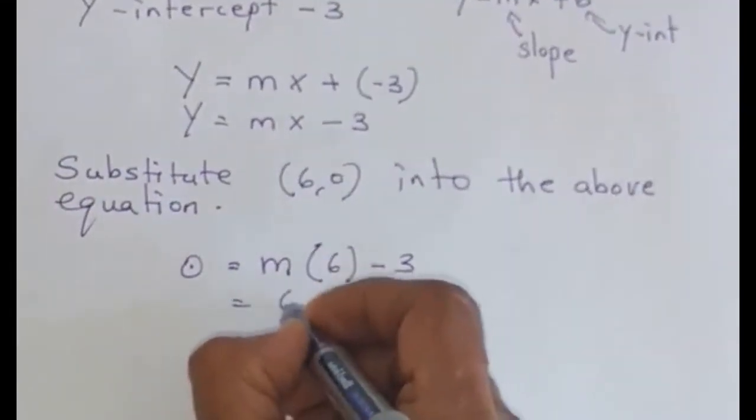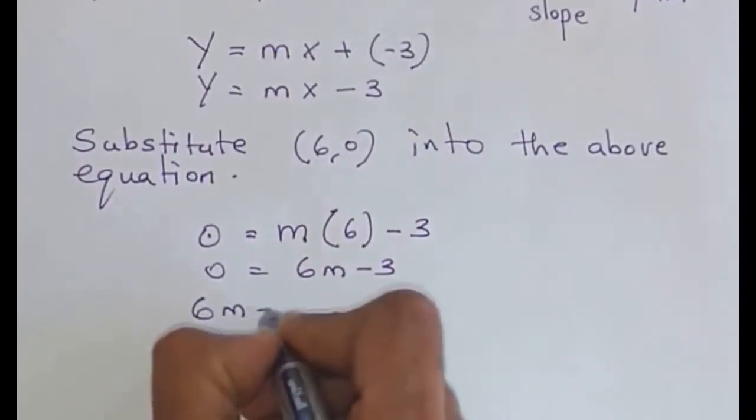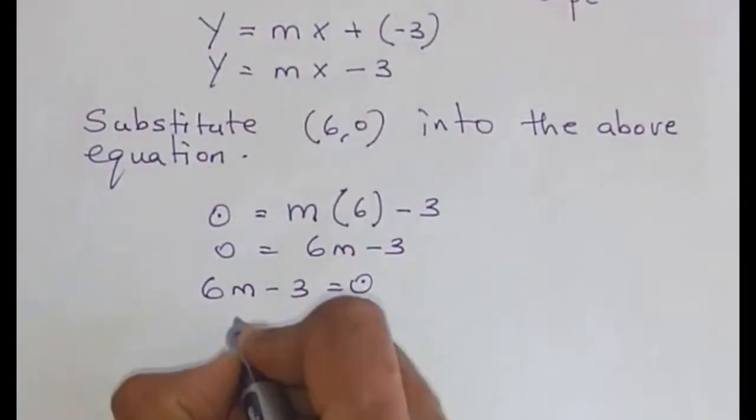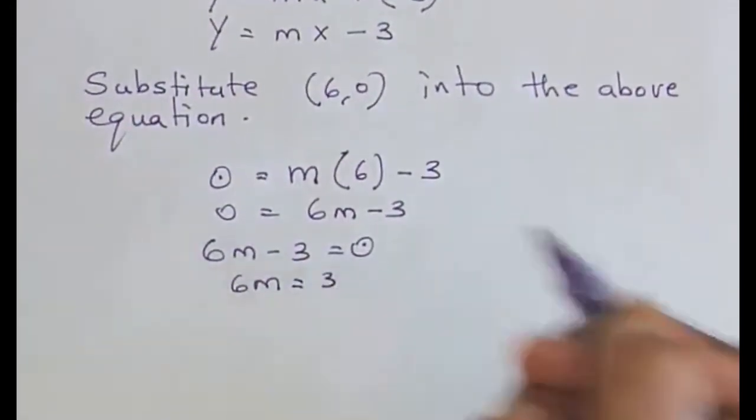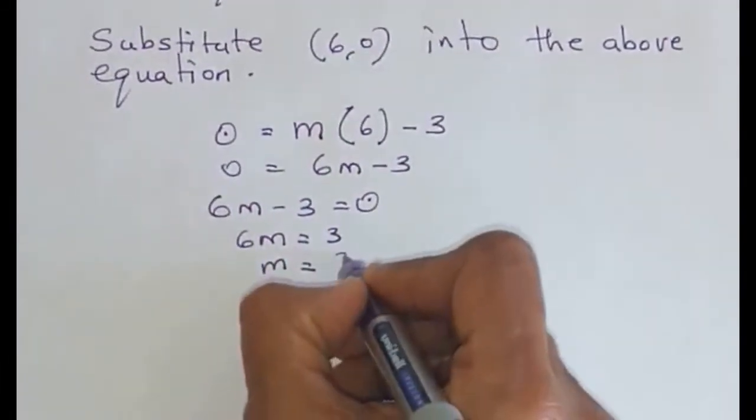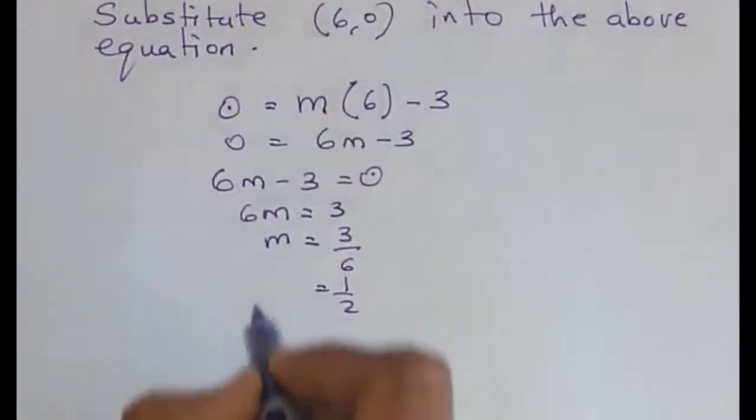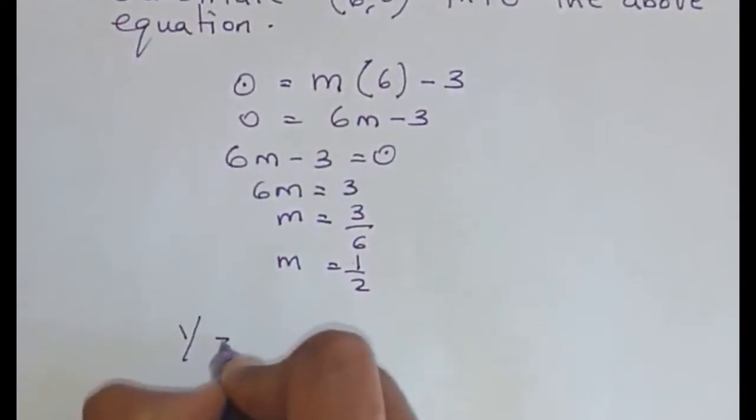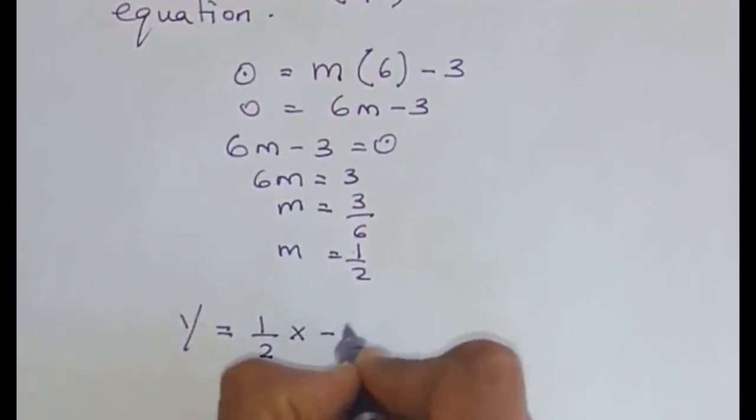So let's solve this. 6m minus 3 is 0. I have to isolate m so that I can find its value. So 6m equals, when the -3 moves to the other side of the equation, +3. So m is equal to, dividing both sides by 6, 3 divided by 6, which is half. So now we know the value of m. Let's substitute that into the equation: y equals half x minus 3.